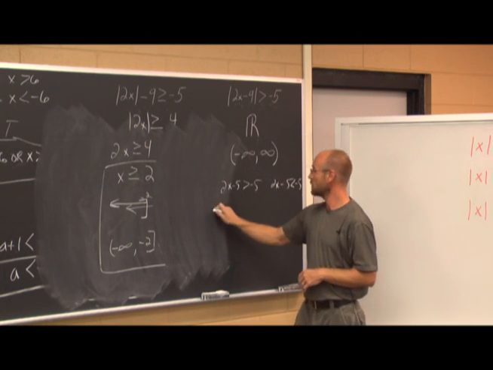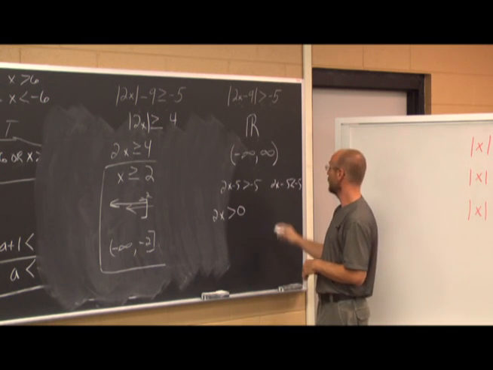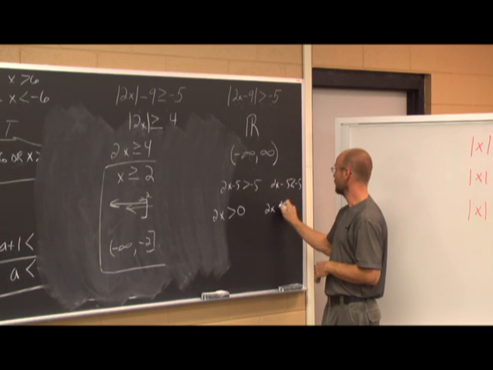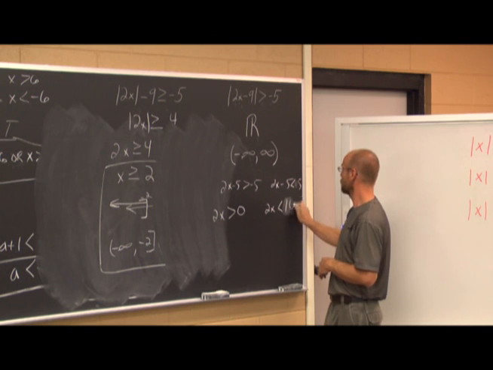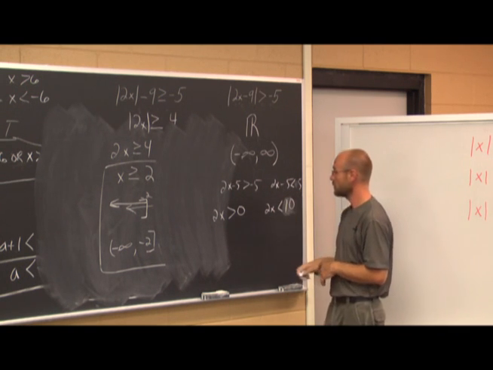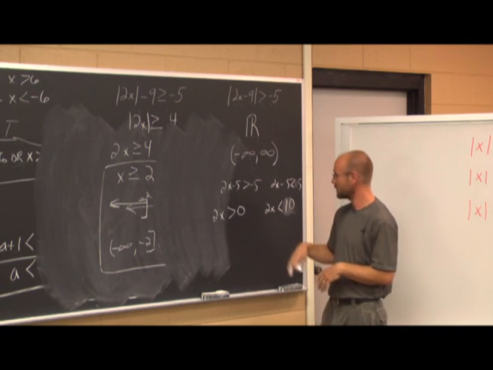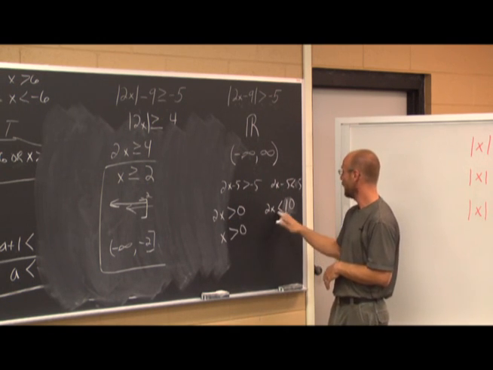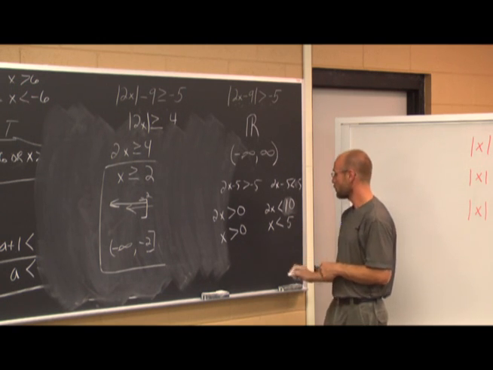If I add 5 to both sides, I get 2x is greater than 0. And here, if I add 5 to both sides, I get 2x is less than 0. Oh, you know what? I forgot to change the sign. This would be 10. I'm adding 5 there. So remember, when you change the signs, right? Even your instructors make mistakes. All right, x is greater than 0 if we divide both sides by 2. And here, divide both sides by 2, we get x is less than 5.